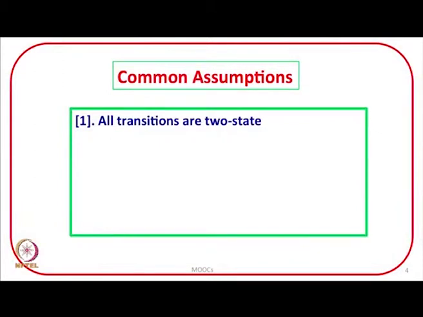For further discussion, we will also make some assumptions, and let us take a look at those assumptions. The common assumptions which we will make here are, one, that all the transitions we will be assuming are two state. We will not assume that there is an intermediate state, because that will make our treatment very, very complex. Let us start with the simple treatment.